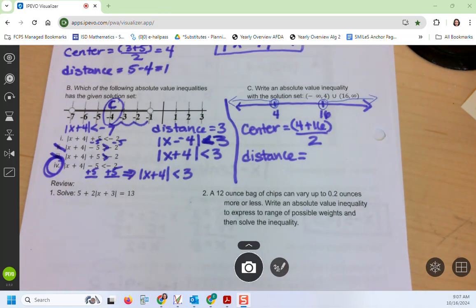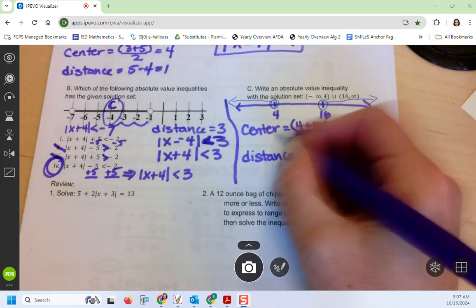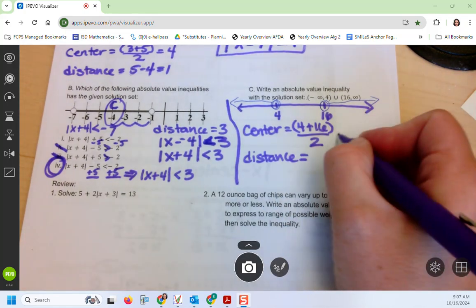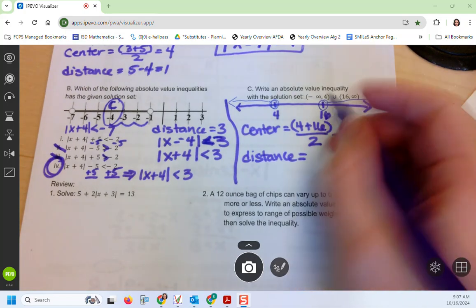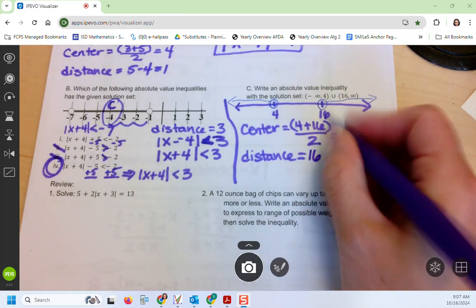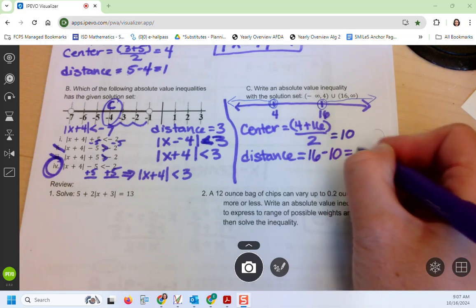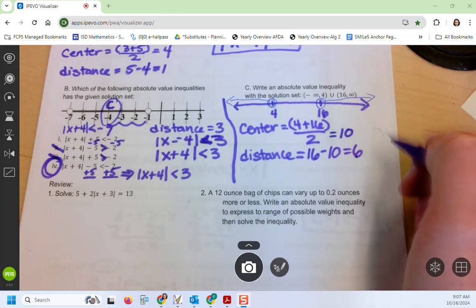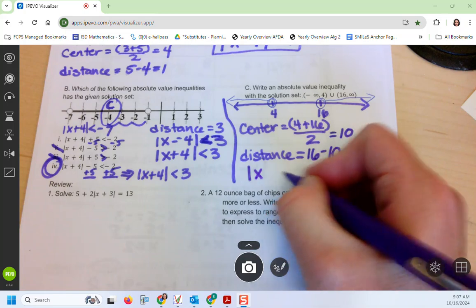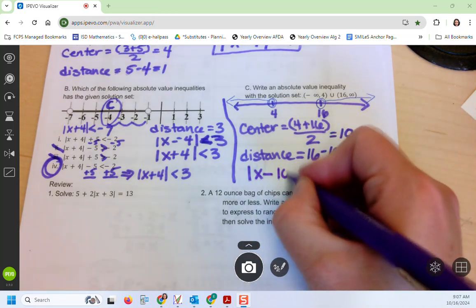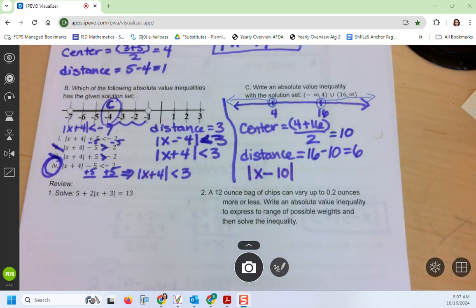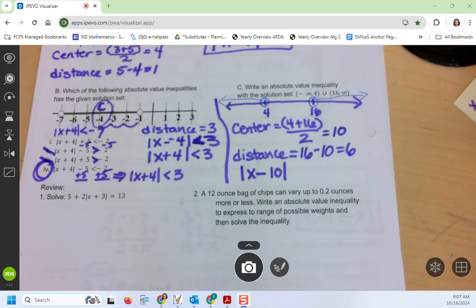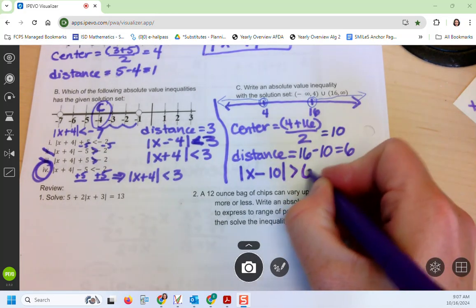All right, I'm going to finish up C, and then start talking about 1 in the review section. So in C, first we found the center by averaging these two, and you should get 10. For the distance, I'm going to do 16, my endpoint, minus 10, my center point, to get a distance of 6 from the center. So it's x minus the center. Is this going to be a less than or a greater than when it goes out? It's greater because you are a farther distance away. So greater than, and then my distance 6.